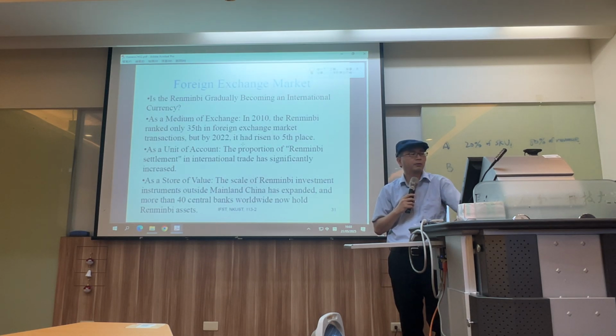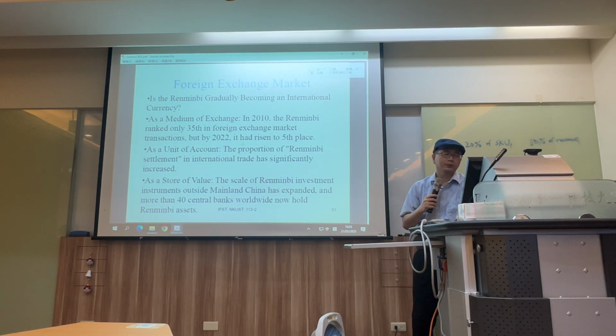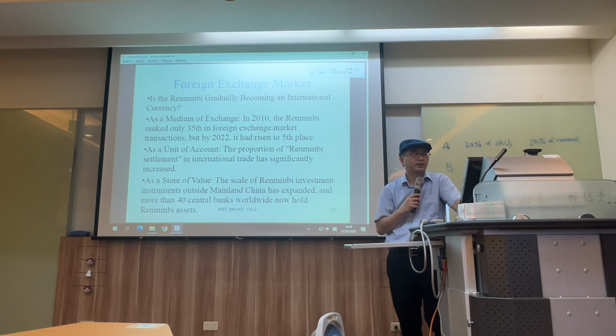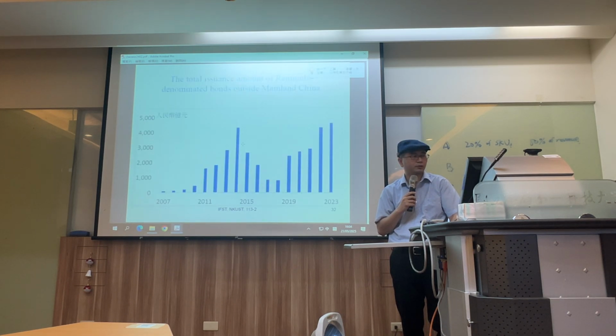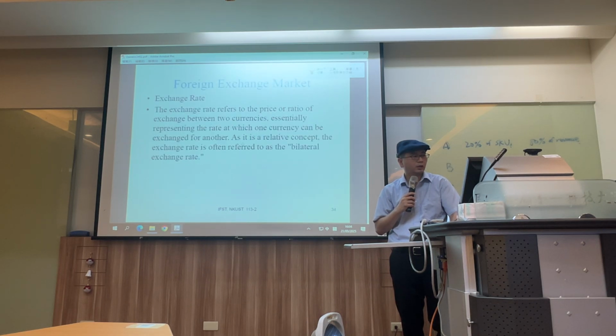And then we also talked about the renminbi, the Chinese yuan, as an example to show how its status changed and evolved over time. For example, we mentioned that before it was less commonly used. In the ranking, it was at 35th, and nowadays it has risen to 5th place. And nowadays it has expanded to more than 40 markets that use the renminbi as an asset in their foreign exchange reserves.